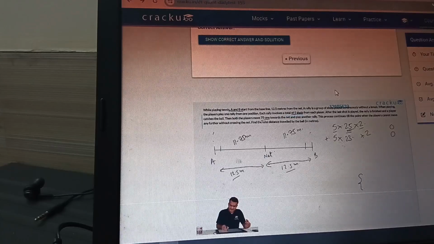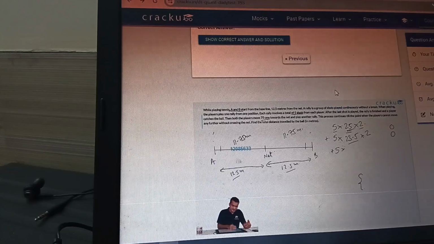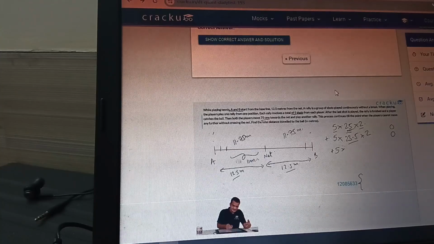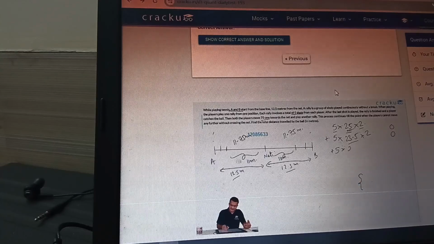So this becomes 23.5. In the third rally, it will be plus 5 into, again decrease it by 1.5, because now the distance will be only 11 meters. They will again come 75 centimeters closer. So this will be 11 plus 11. So this will be 22 into 2 and so on.